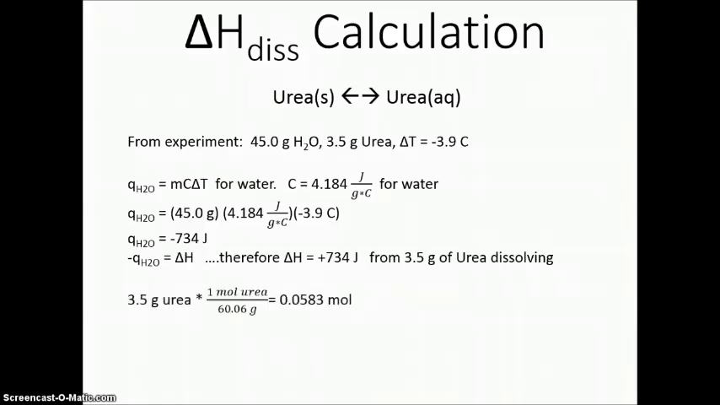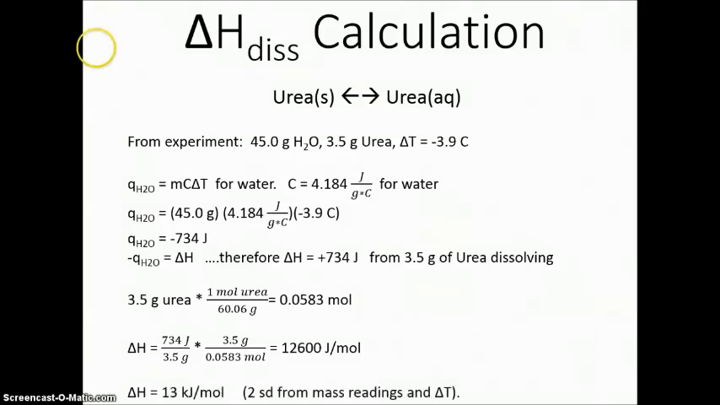We need it per mole, so we convert the grams of urea to moles, dividing by the molecular weight. And now taking the energy, which is positive because it's endothermic, the temperature went down, we essentially divide it by the number of moles in the experiment, getting 12,600 joules. And when we convert that to kilojoules, we can see it's roughly around 13, give or take. Two significant digits because of the delta T and some of the mass readings in the experiment. So that is where our sig digs come from, and that is the enthalpy of dissolution.